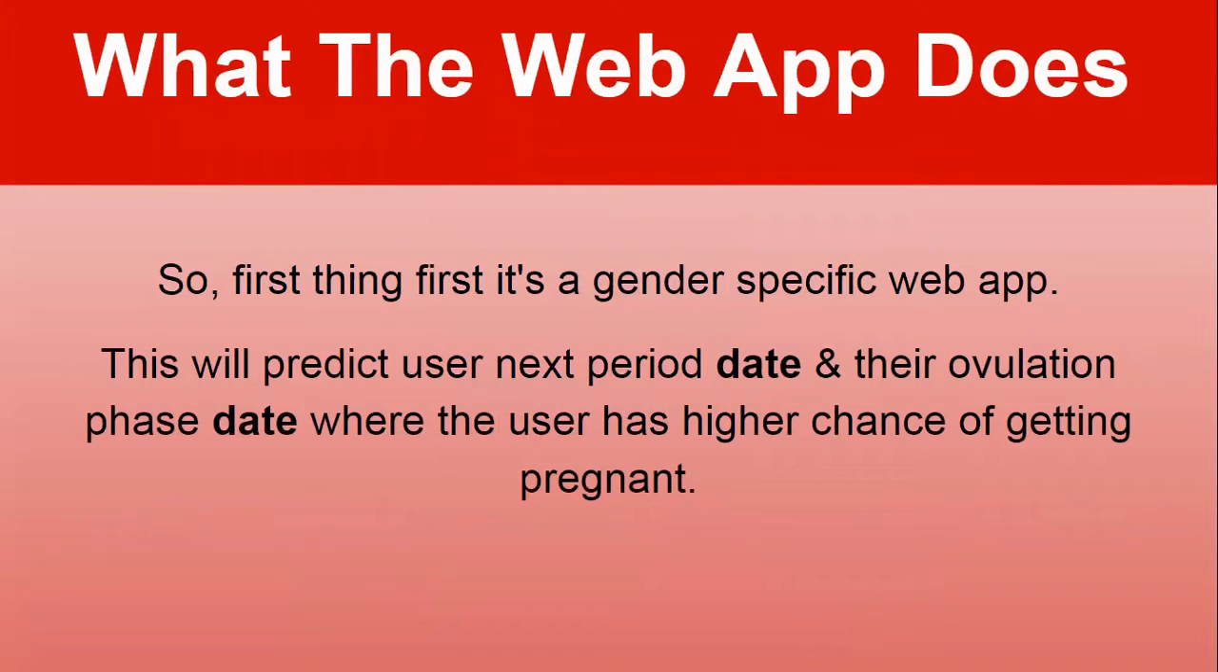We have built a web app, and here is what it does. First things first, it's a gender-specific web app. It will predict the user's next period date and their ovulation phase date. What is the ovulation phase? It is a phase when a woman has a higher chance of getting pregnant.